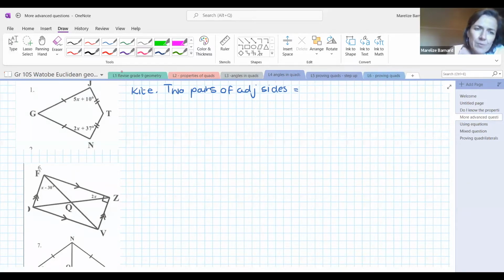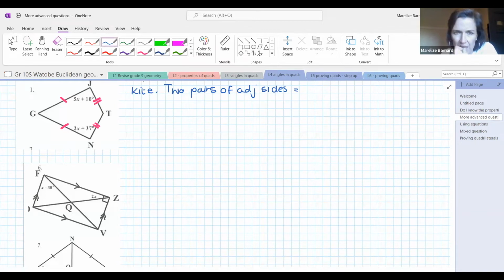So the property that is given is that these 2 sides are equal, JT equal to TN and GJ equal to GN. And that makes it a kite because it's 2 pairs of adjacent sides equal. Okay, how are we going to solve for x? Pop it in the chat, please.